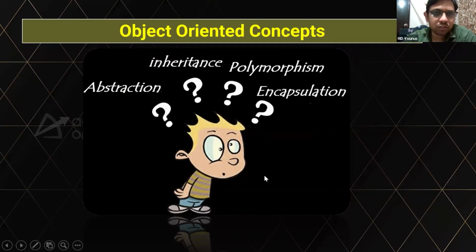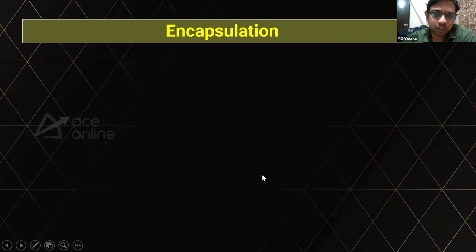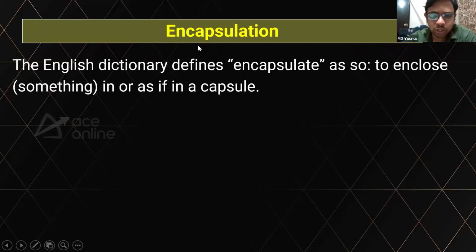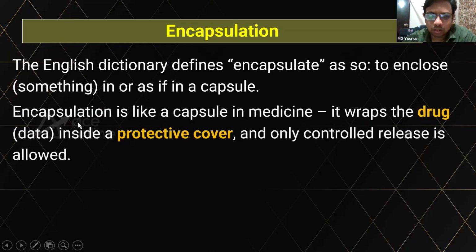Getting started with encapsulation. Let's first see what exactly encapsulation is. At least the definitions are very important for your viva, for your Java lab as per the JNTU. So the first thing is we need to be very clear with the definitions and the examples. As per the English dictionary, encapsulation means to encapsulate, meaning to enclose something, as in a capsule. If you look at the capsule, encapsulation is like a capsule in medicine.